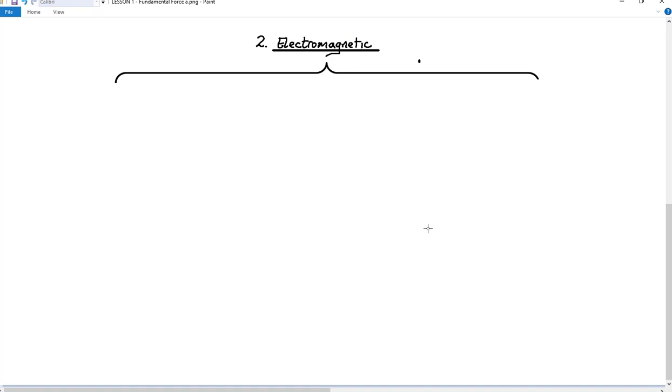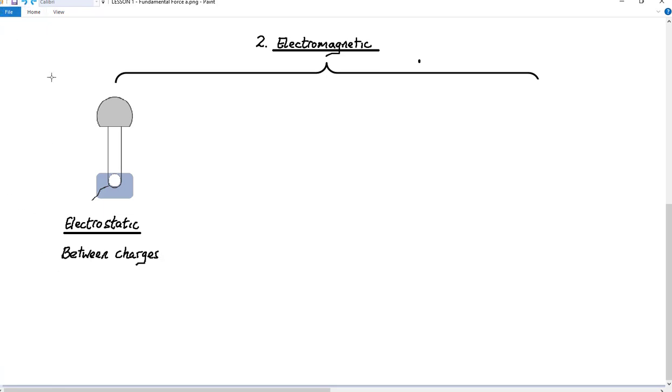So the next fundamental force is the electromagnetic force, and that can be divided into, if you like, two forces. First of all, the electrostatic force. That's the force that exists between charges that are stationary. And remember that those charges can be either positive or negative. And so if we have two positive charges together, that will produce a repelling force, or two negative charges. Or if the charges are opposite, positive and negative, then that will produce an attractive force.